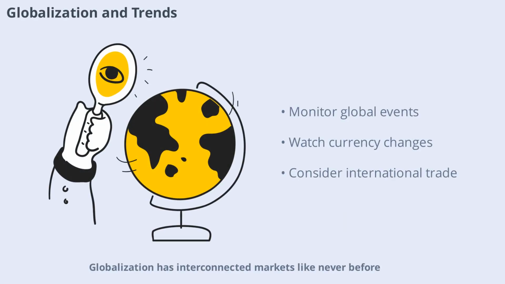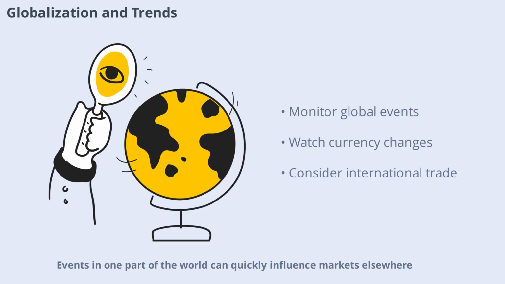Globalization has interconnected markets like never before. Events in one part of the world can quickly influence markets elsewhere. Investors must consider global trends such as international trade agreements or currency fluctuations when making decisions. Staying aware of these global connections helps investors anticipate changes and manage risk more effectively.